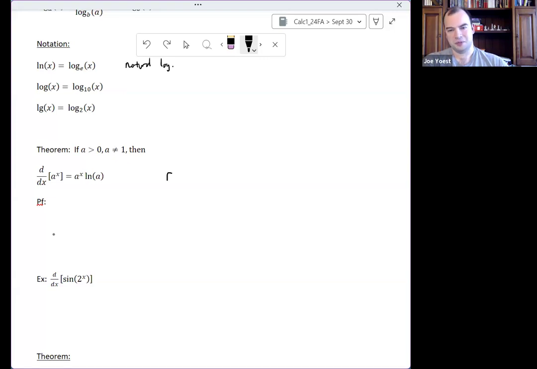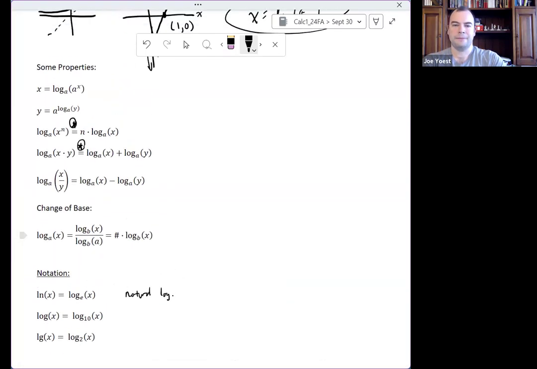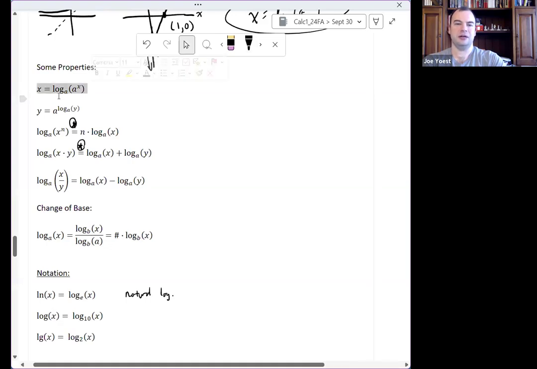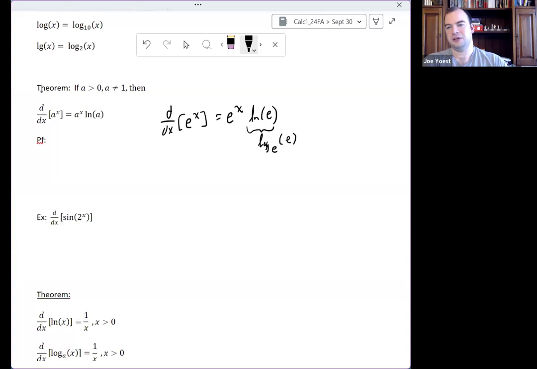Does that mesh with this theorem? Well, derivative of e to the x should be e to the x times natural log of e, but this is log base e of e. But remember, if we have log base a of a to the x, that's just x, or log base e of e to the 1 is just 1. Log base e of e to the 1 power is just 1. We're multiplying, so of course that is just e to the x. So this does mesh with our prior knowledge. That's a good thing to check with any theorem.